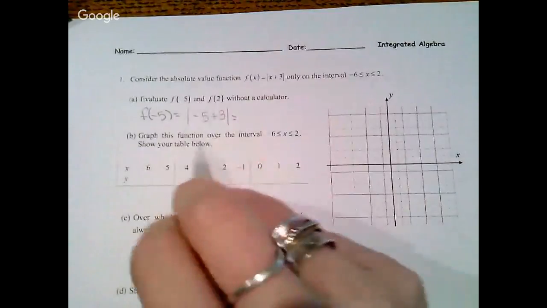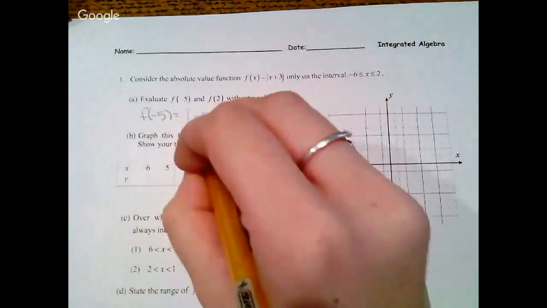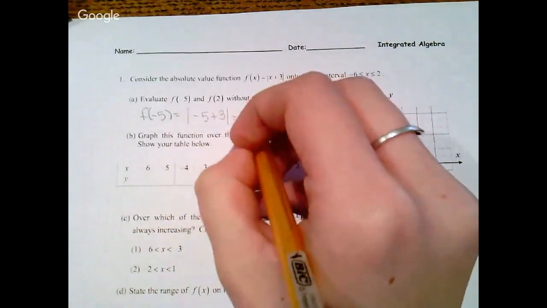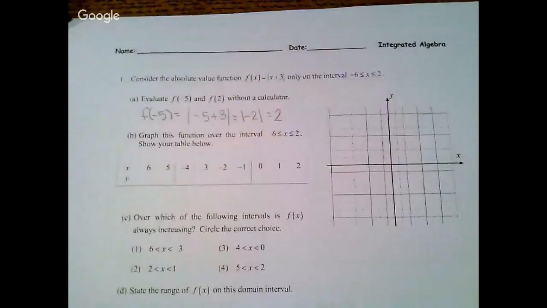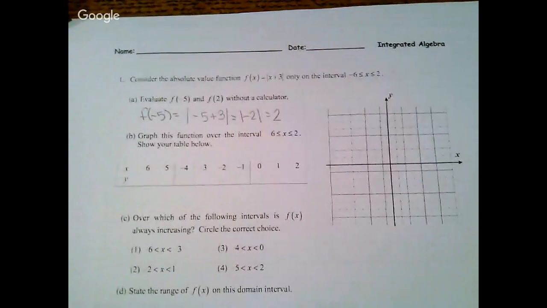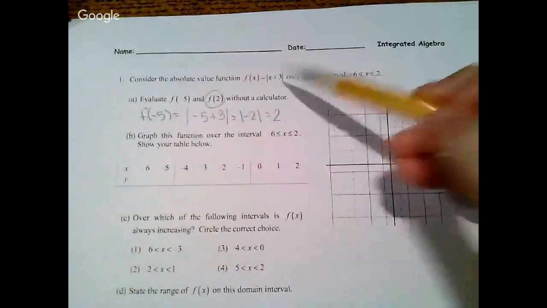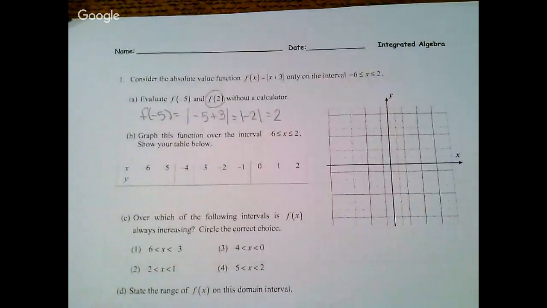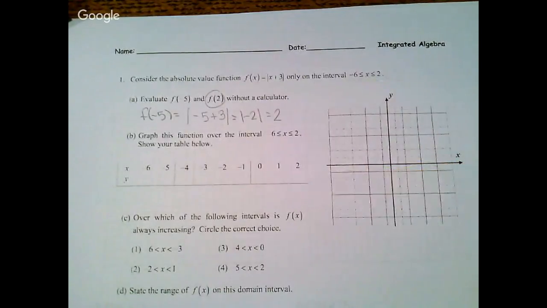Well, remember, when I evaluate with an absolute value function, I do what's inside the absolute value first. So -5 plus 3 is -2. The absolute value of -2 is 2. Right? I want you to do the same thing and find what f of 2 is. So plug 2 in for x here and see what we get as our output. Then what I would like you to do is graph this equation and look at the table.